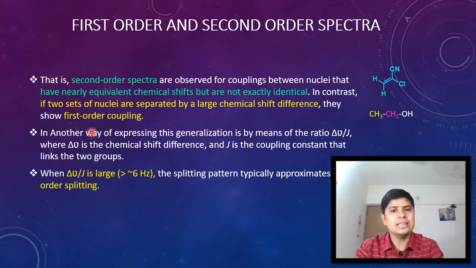So this is another way of expressing first order and second order spectra. When delta nu by J is large, that is greater than or equal to 6, the splitting pattern typically approximates first order splitting. When the ratio, the chemical shift difference divided by the coupling constant, is smaller than 6, the splitting pattern will be a second order spectrum. In more detail, we will see in the next slide.